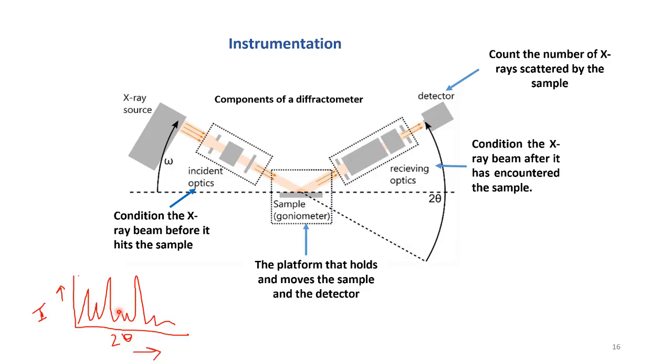So if these kind of sharp peaks are coming, that means our material is crystalline in nature. And if we are getting a broad hump like this, in that case, we know that the material is amorphous in nature.